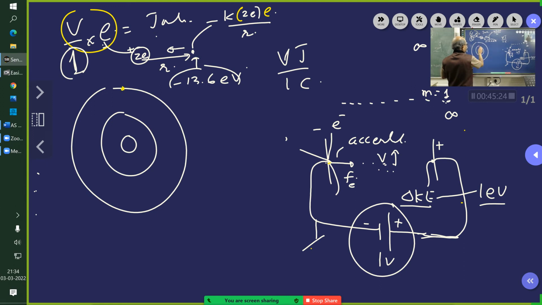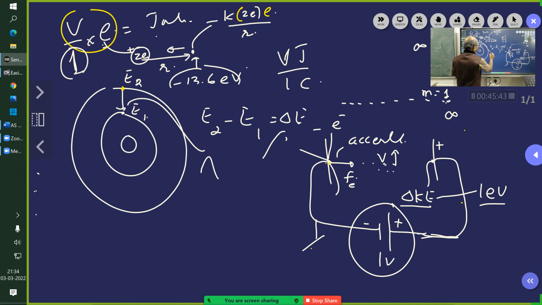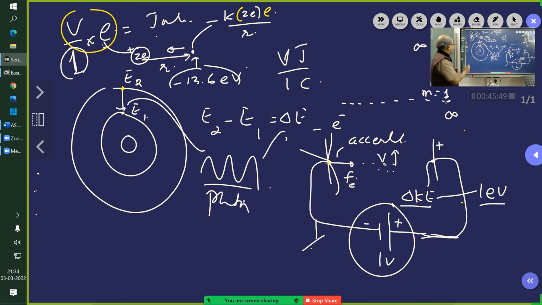So it has jumped, say, from this orbit to this orbit. So this is E2 and this is E1. Now E2 minus E1, so this is delta E. This delta E is what I call the excess energy. This excess energy is emitted by the electron in the form of a photon. The representation is like this, photon energy.